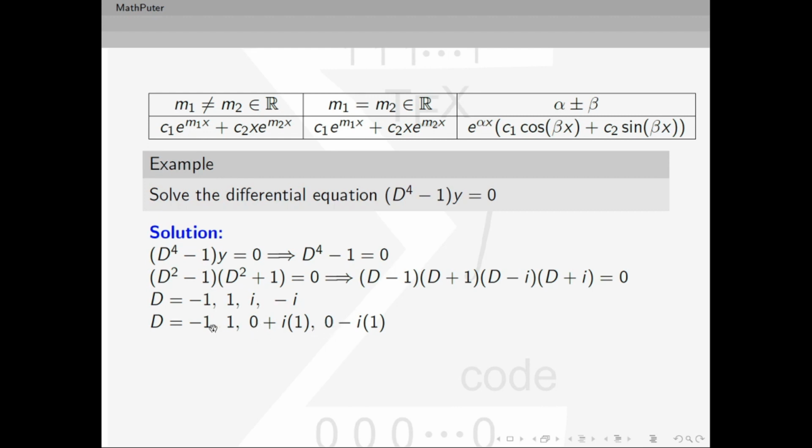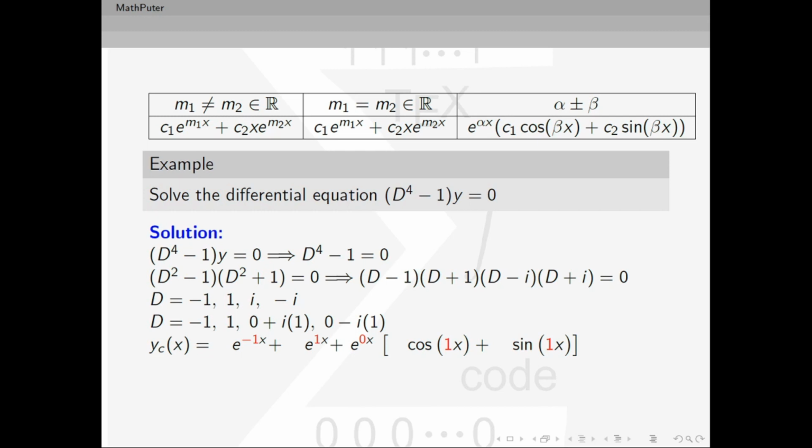So for real roots, minus 1 and 1, in the solution format, we have e raised to minus 1x, and e raised to 1x. The real part is 0, so it becomes e raised to 0 into x, we have e raised to 0x. Now for cos beta x, sin beta x, what is beta? Beta is equal to 1 here. So it is cos 1x plus sin 1x.